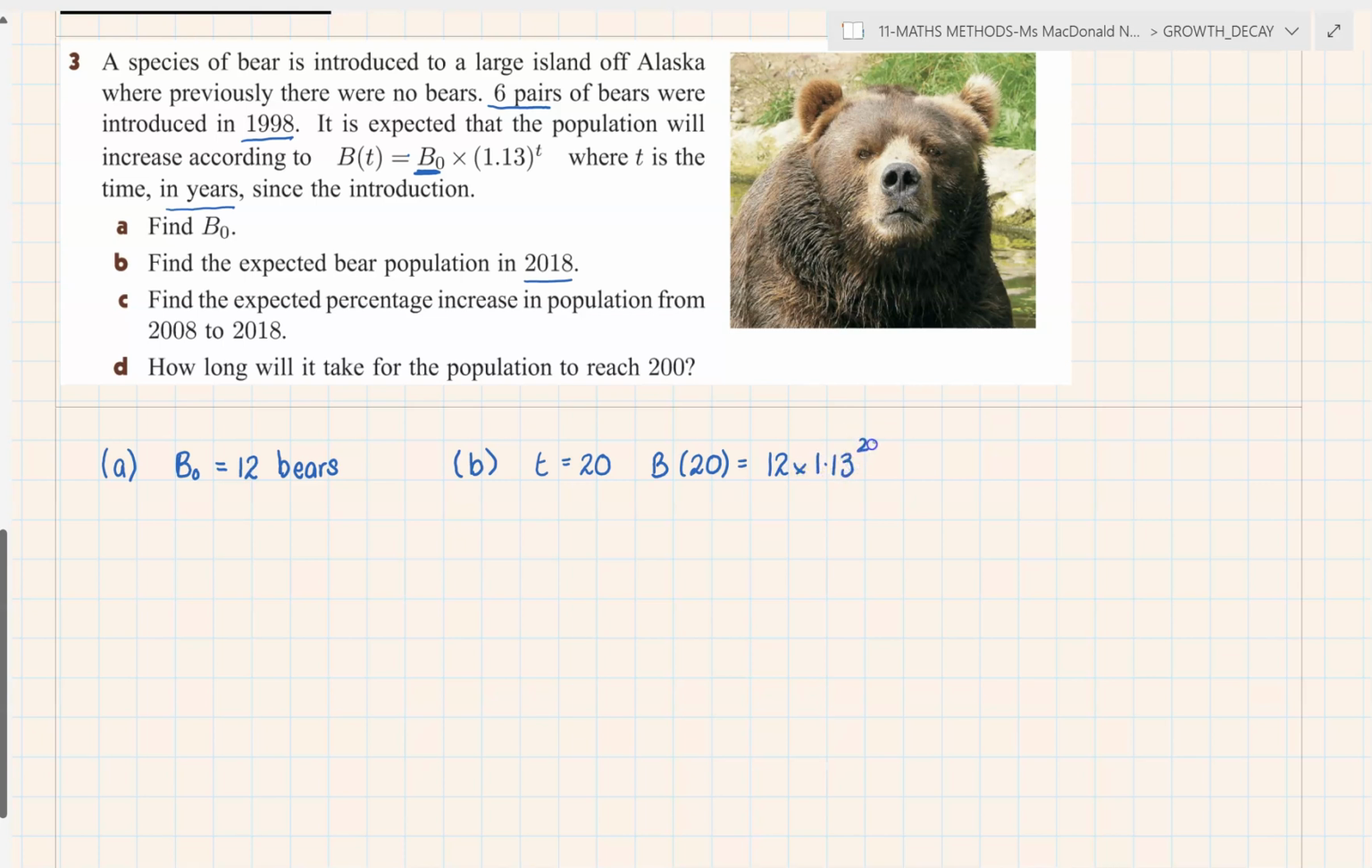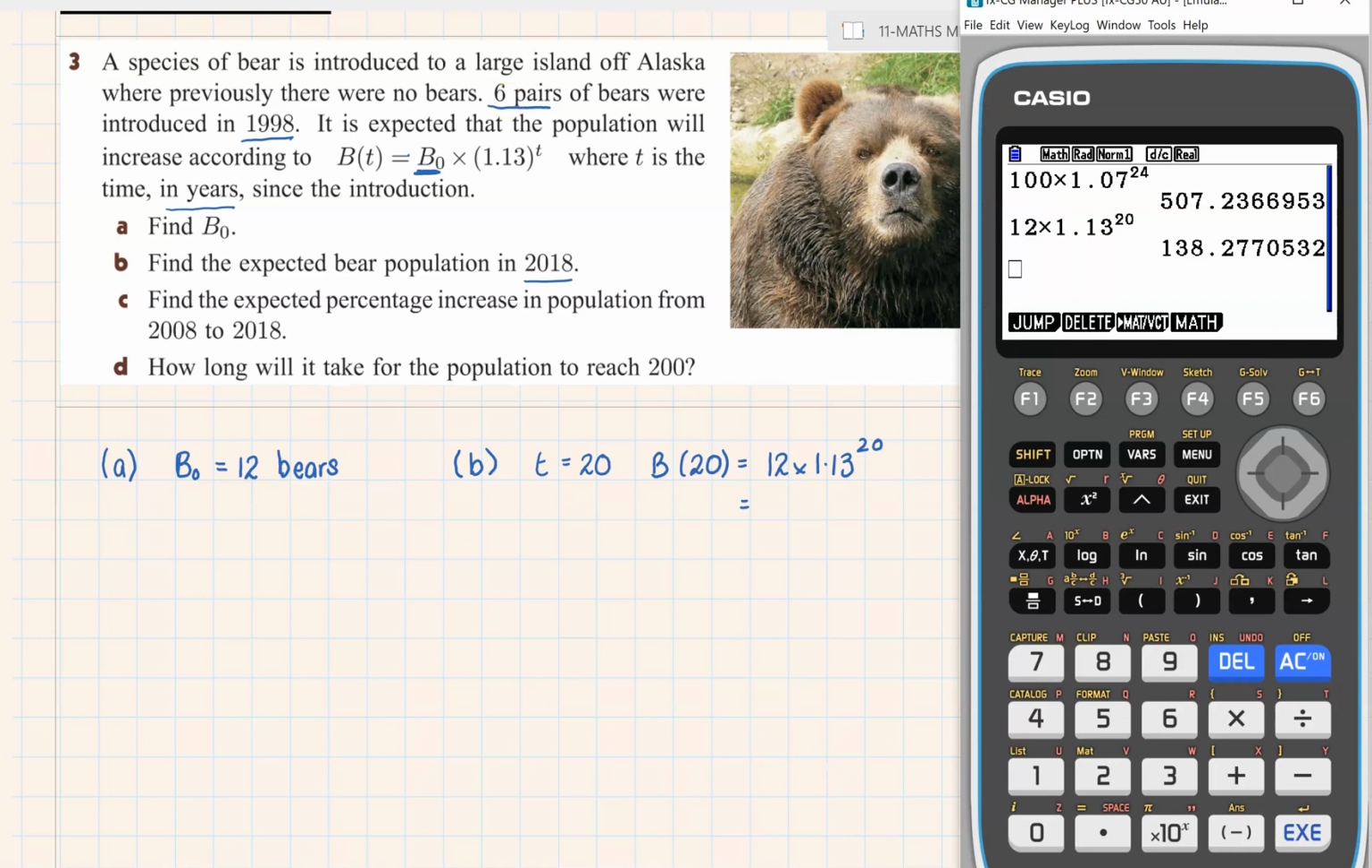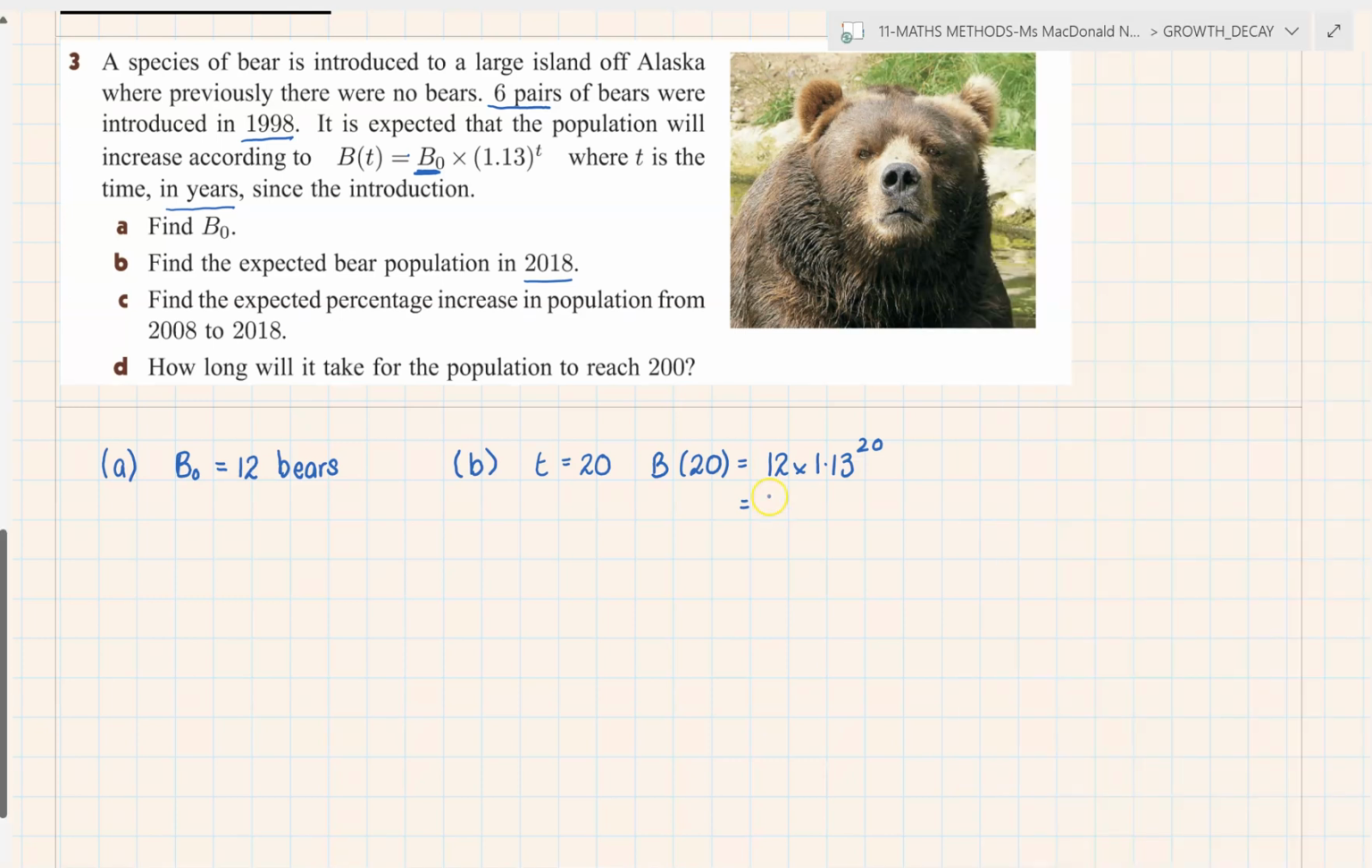Now, if you had got that wrong and you'd put 6 as your original instead of 12 and you'd carried on, if you'd put your proper notation, you probably wouldn't lose that many marks. So that's why it's very important to put your thinking down on paper. So into the calculator we go. And this is where we have our debate, 138.27, right? I would round that to 138 bears.